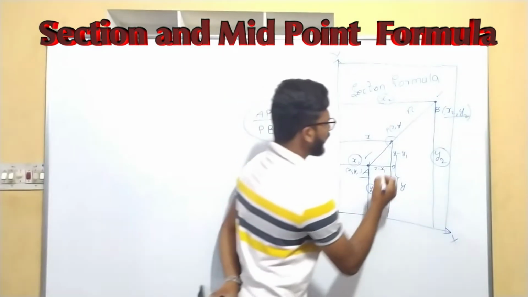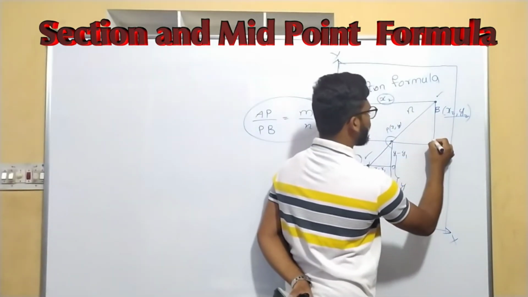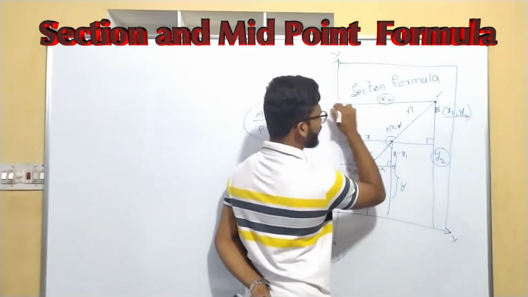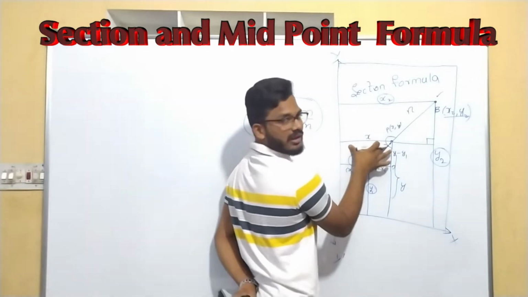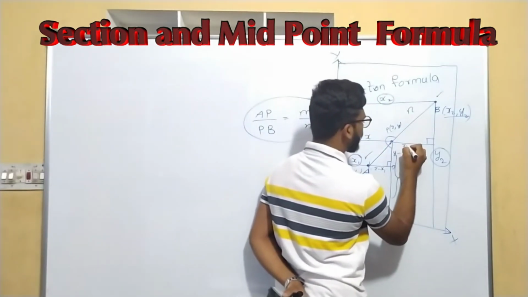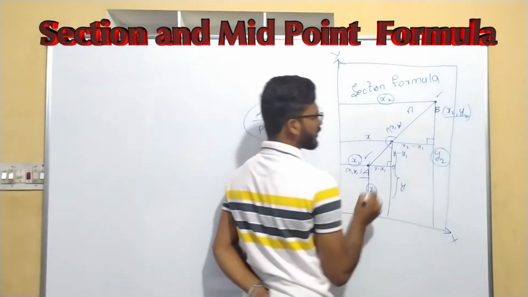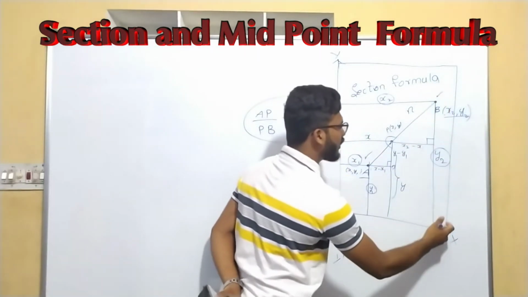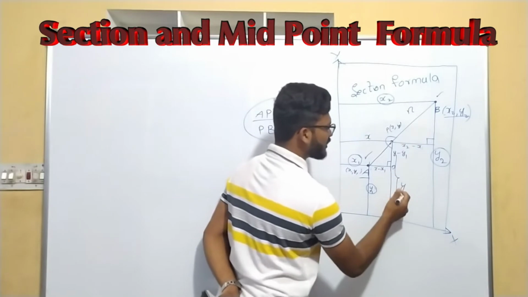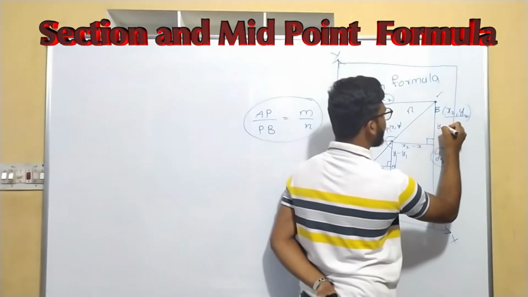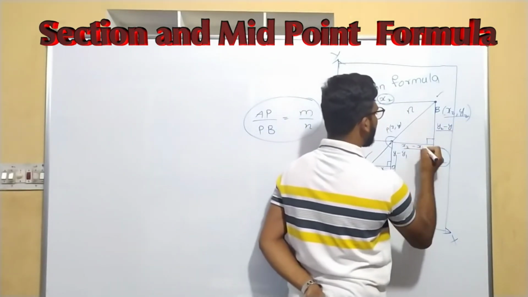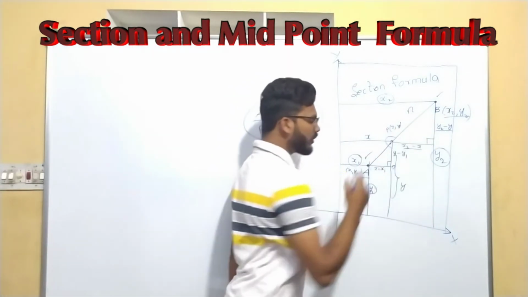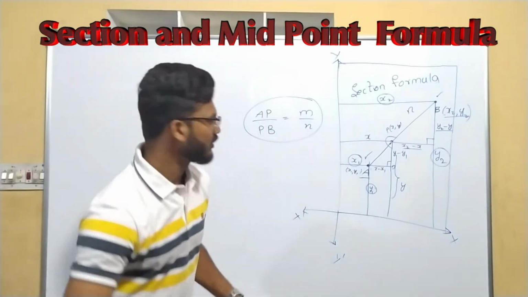In the same way, if I extend this line, it will meet here at a right angle. The same way here, this is a right angle. This total distance is x2 and here it is x. So what will it become? x2 minus x. And here the total distance is y2. Up to here, the distance is y. So this will be equal to y2 minus y. Right? Now, I got the distances in these two right angle triangles. What are they?